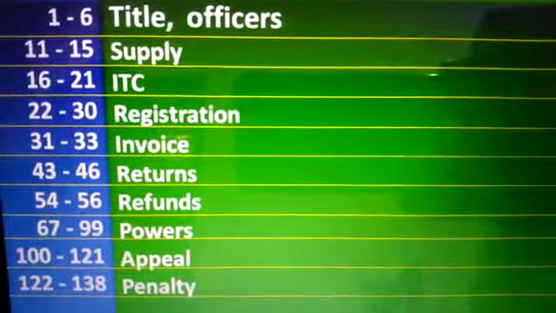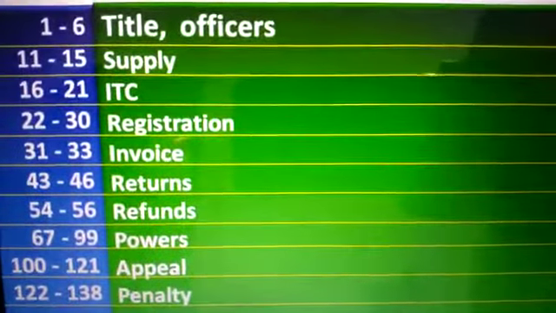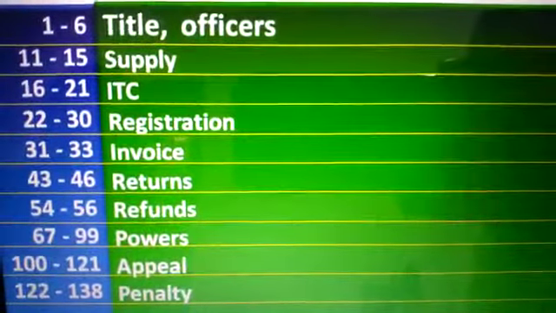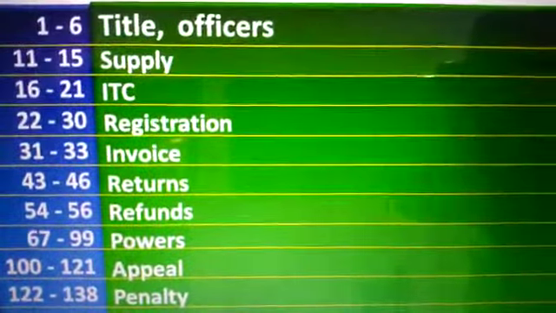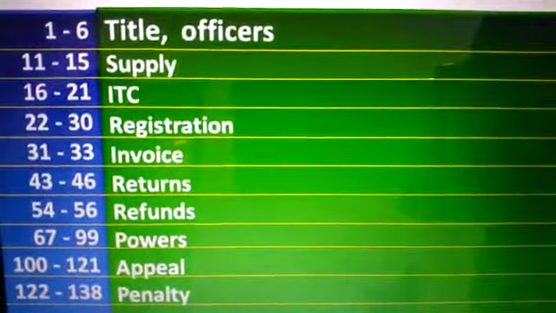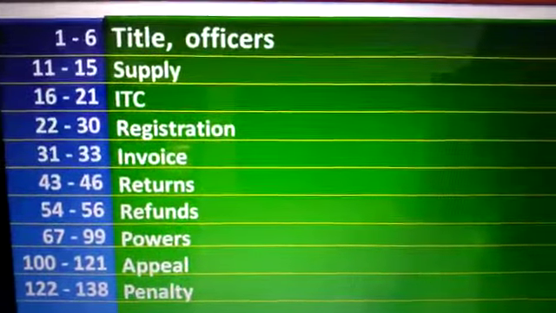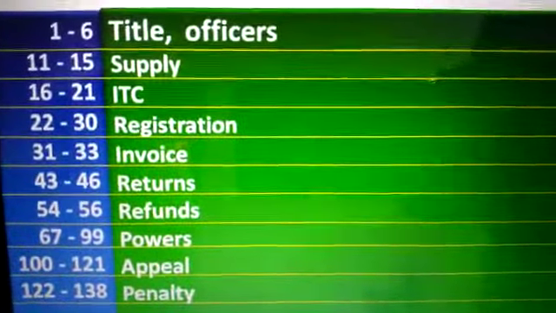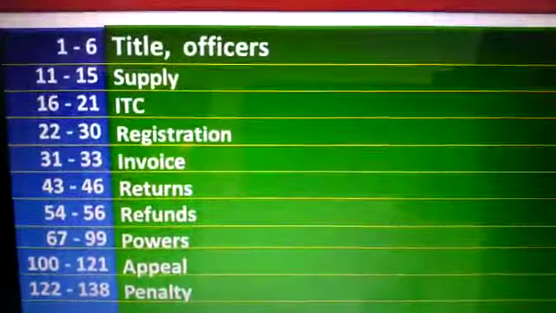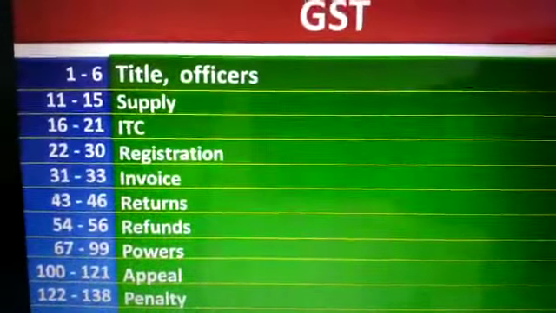54 to 56 refunds of ITC. 67 to 99 powers of various officers. 100 to 121 appeal and appellate authorities like GST tribunals and appellate authority. Okay. 122 to 138, penalties for various offences under GST.